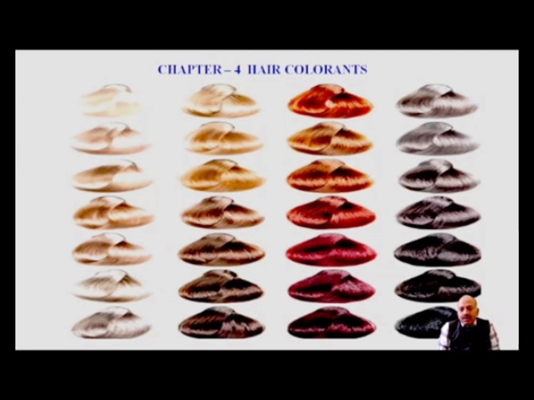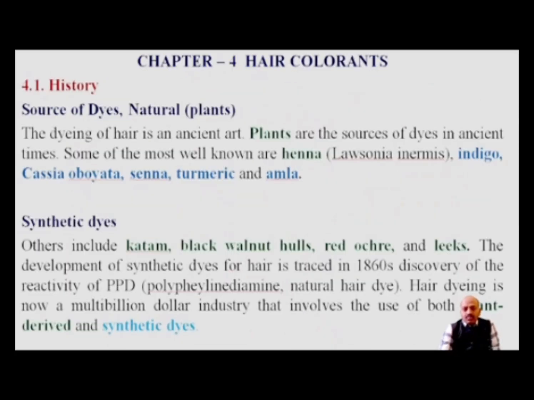So let us see the different types of colorants. We can see there is a set of pictures, around 28 different colored pictures. All these are different colors, different shades of colors, we can say black, brown, and yellow, light brown, dark brown, white, light white, something like that. We can see different colors.